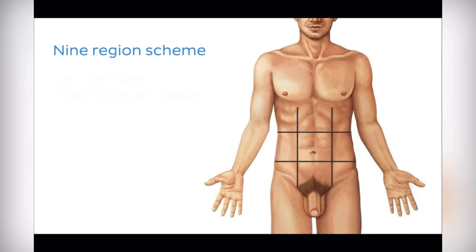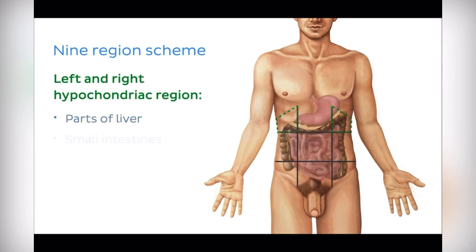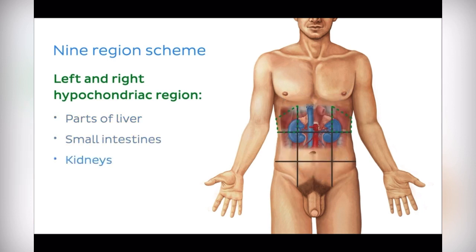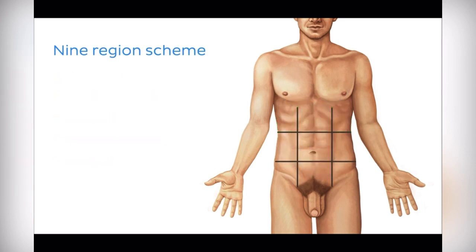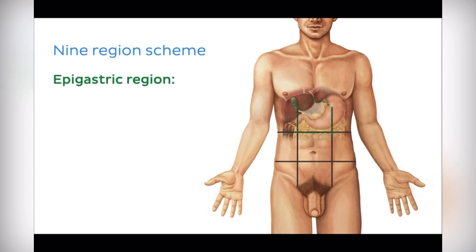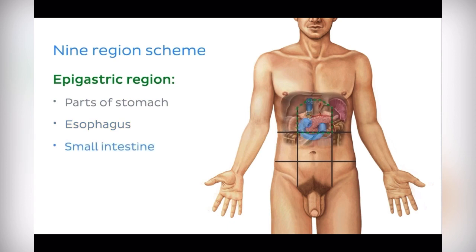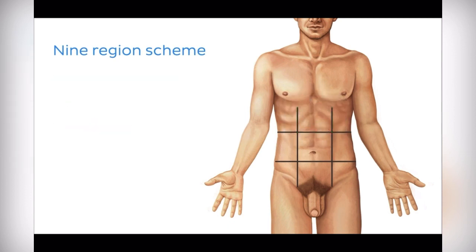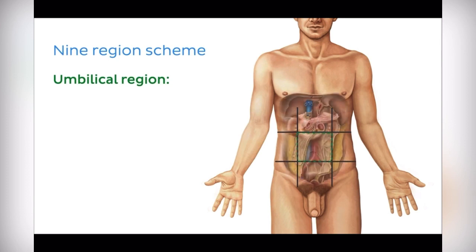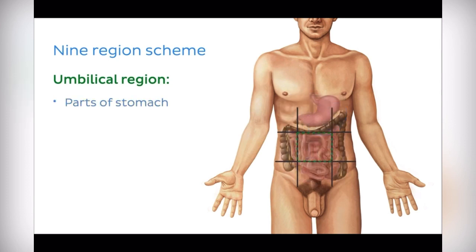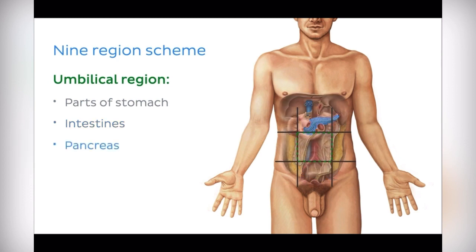The first regions that we met were the left and right hypochondriac regions, which contained portions of the liver, small intestines, and kidneys. Between the 2 hypochondriac regions is the epigastric region, which contains components of the stomach, the esophagus, and small intestine. Just inferior to the epigastric region is the umbilical region, which surrounds the umbilicus. Contents of this region include parts of the stomach, intestines, and pancreas.